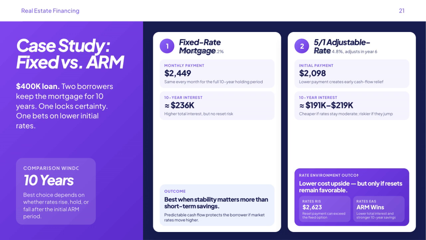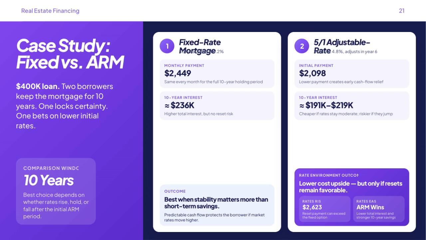Although the total interest paid over those 10 years is higher, approximately $236,000, there's no risk of payment increases. This option is ideal if you value stability and want to avoid surprises. On the other hand, the 5-to-1 ARM starts with a lower initial rate of 4.8%, giving you a monthly payment of $2,098.